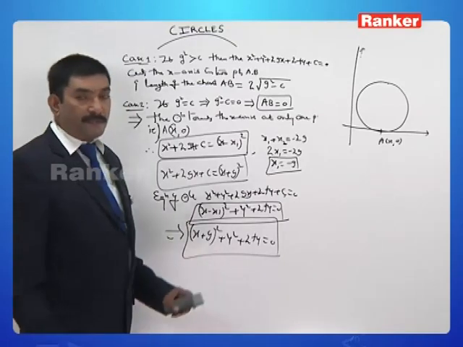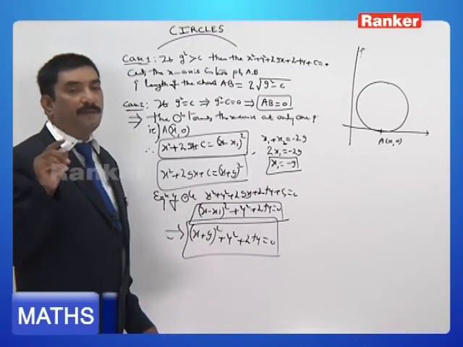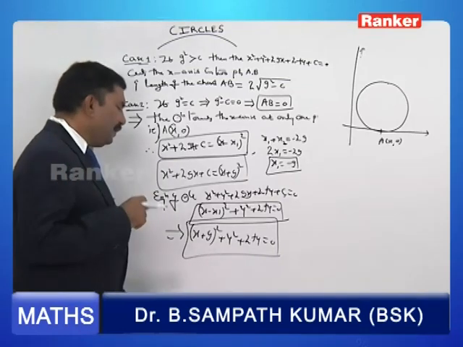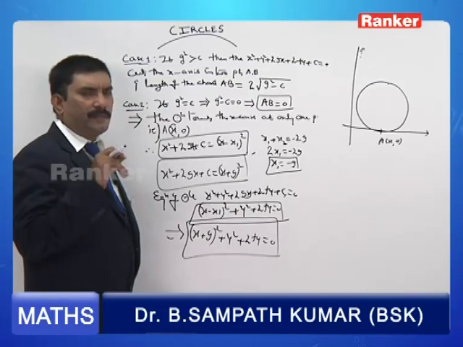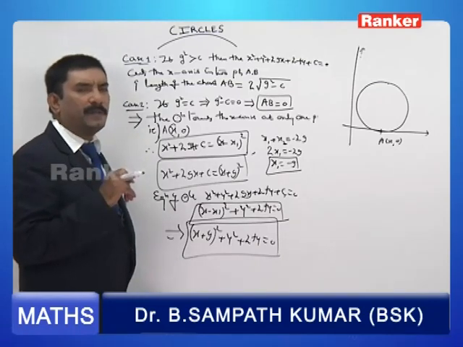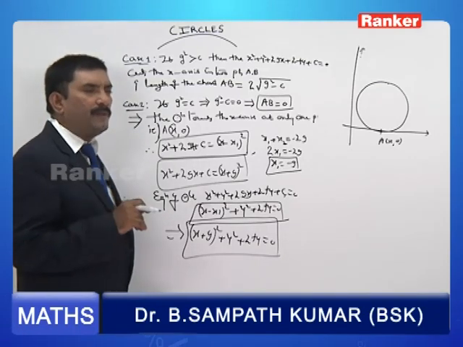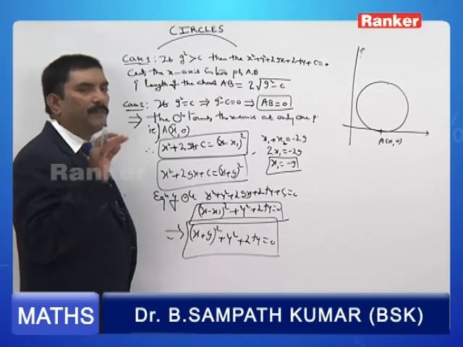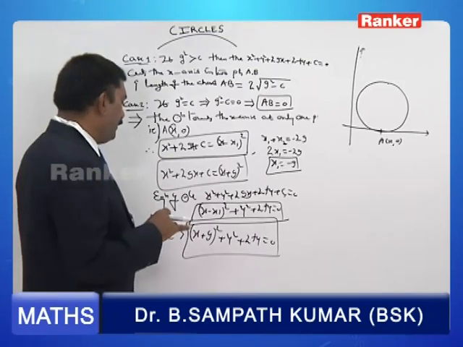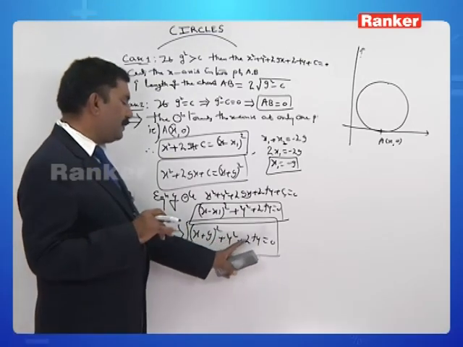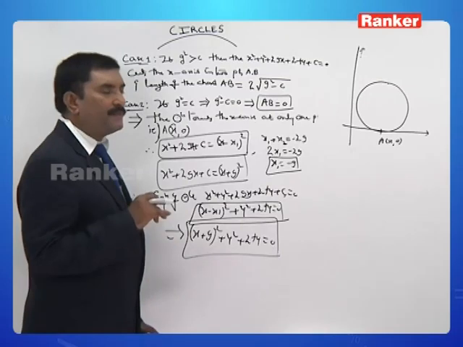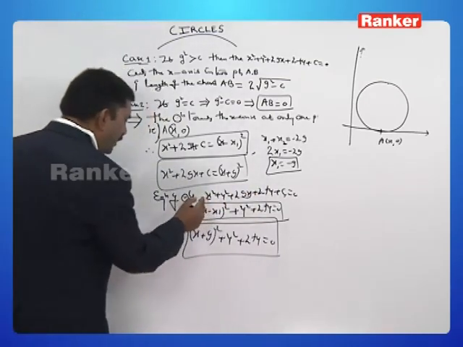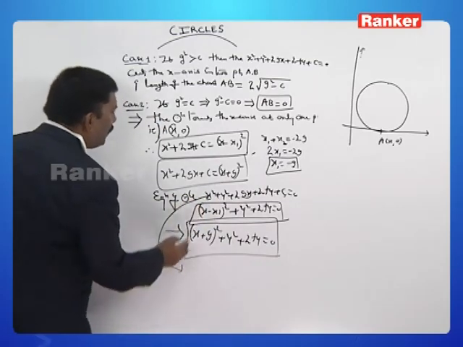But this discussion will be very vital while solving objective problems. It gives a very easy solution for very complex problems. If you know this concept, we can do problems of any level in an easy way. So, x plus g whole square plus y square plus 2fy is equal to 0, and this circle can also be written according to this.